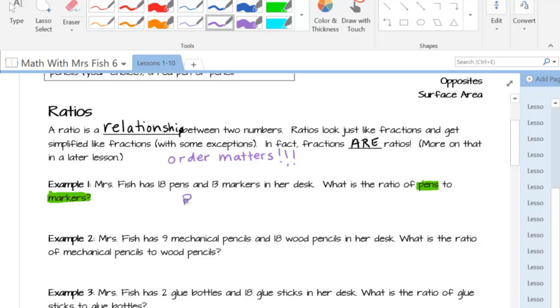Pens to markers. Notice how I've written a P for pen and M for markers, working from top to bottom. How many pens? 18. How many markers? 13. The ratio of pens to markers is 18 to 13, and we can also write it as a fraction, 18 over 13. I typically like to write it as a fraction because we do treat ratios like fractions quite a bit.